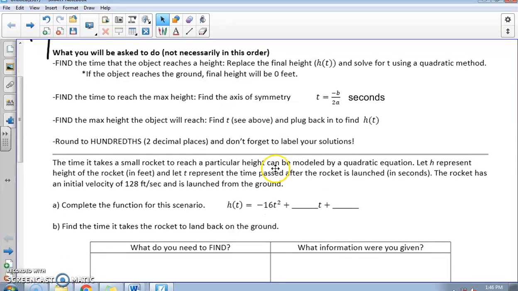Okay. So round to hundredths when we're doing these problems, unless it says otherwise. So we're just going to go 2 decimal places, and don't forget about labels. You guys miss points for labels.